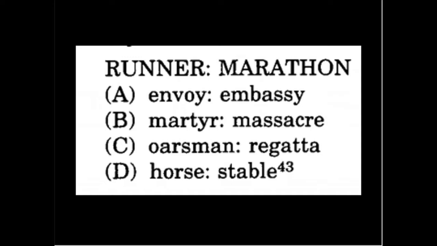So when I was in high school, we used to have to do these comparisons, you've probably seen these before. Runner is to marathon. So which one of these is the same? A runner runs a marathon. So which one of A does B, right? And the correct answer is C. An oarsman competes in a regatta the same way a runner competes in a marathon, right? An oarsman works on a ship. Now here's the issue.